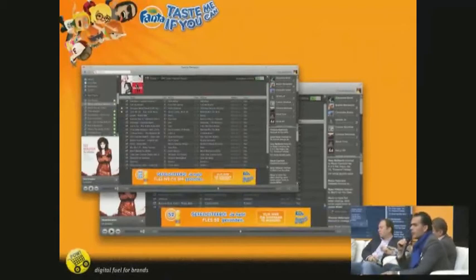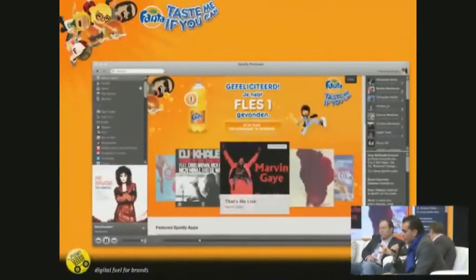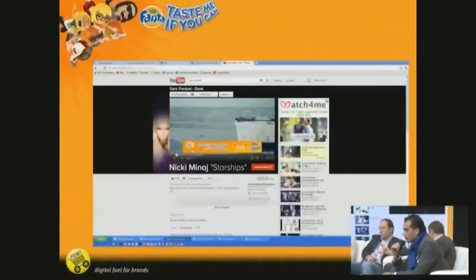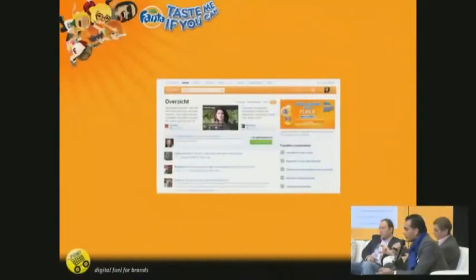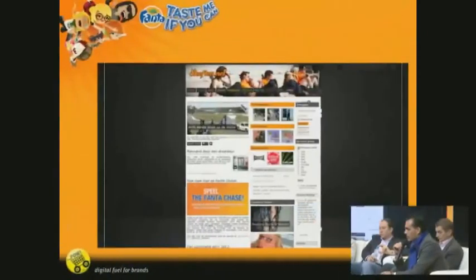We used Spotify back in the Netherlands, and especially the mobile part of Spotify. The response from the people using it was absolutely amazing. The click-through rates were very high. So that was for us really a high point. Anything which was music is quite relevant for the youth public we're targeting. It was also a very good integration with Spotify. YouTube we use as well. We use all kinds of websites. This is just some examples of what's happening.